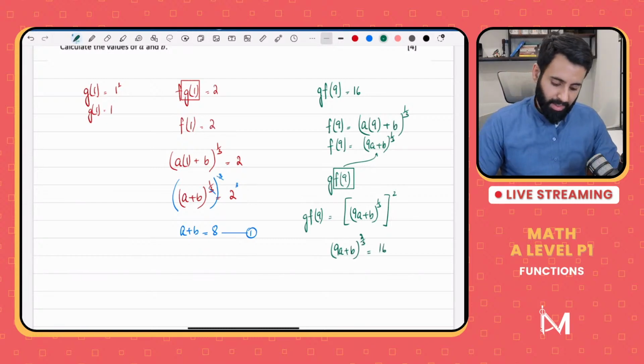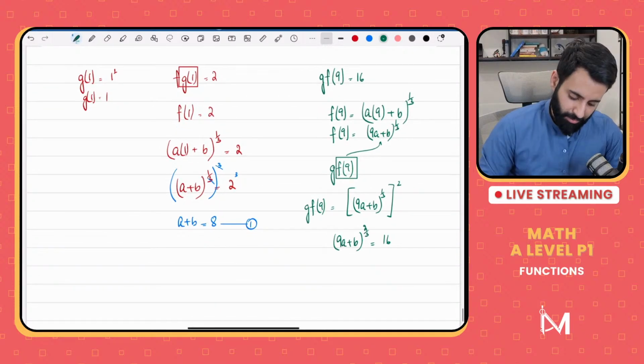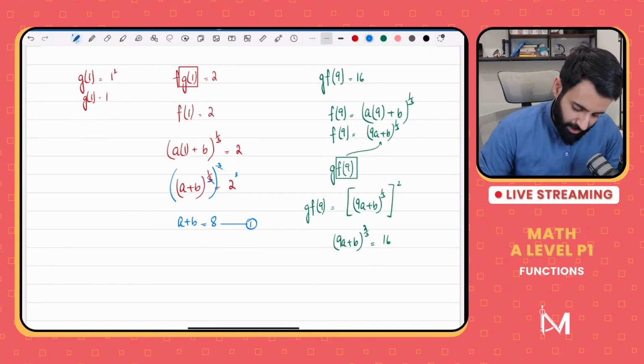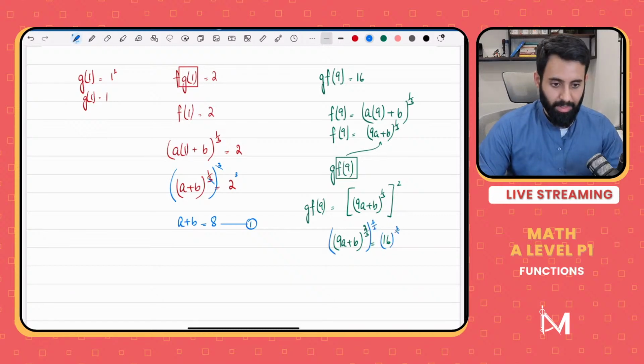Now, how do we get rid of the power 2/3? Very simple. We raise both sides to the reciprocal of 2/3, meaning we raise the left-hand side to 3/2 and we raise the right-hand side to 3/2.